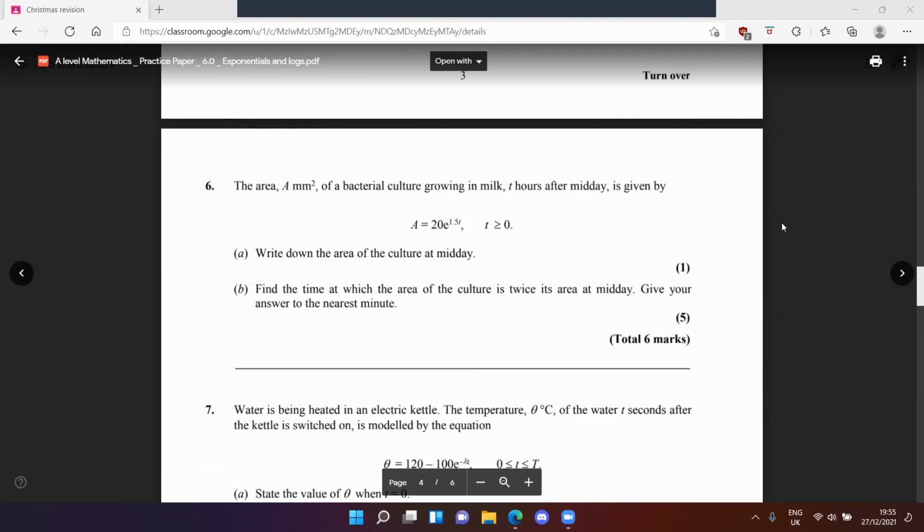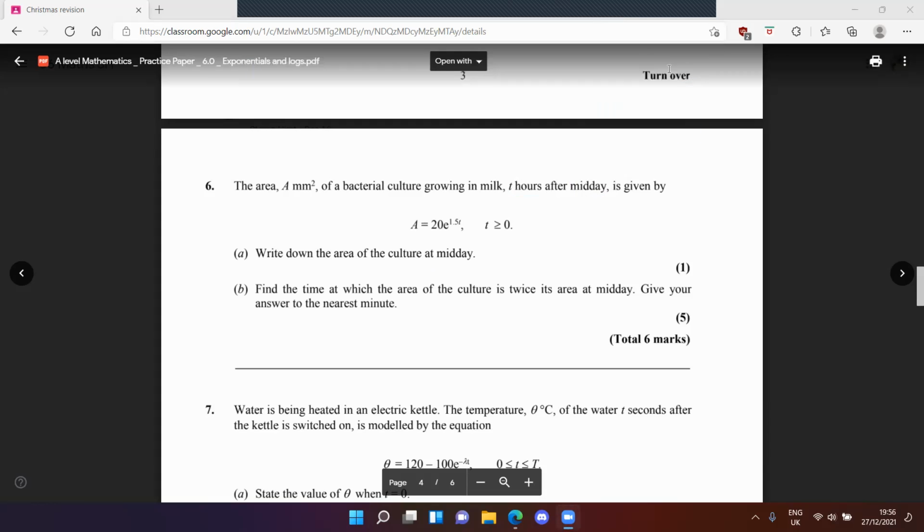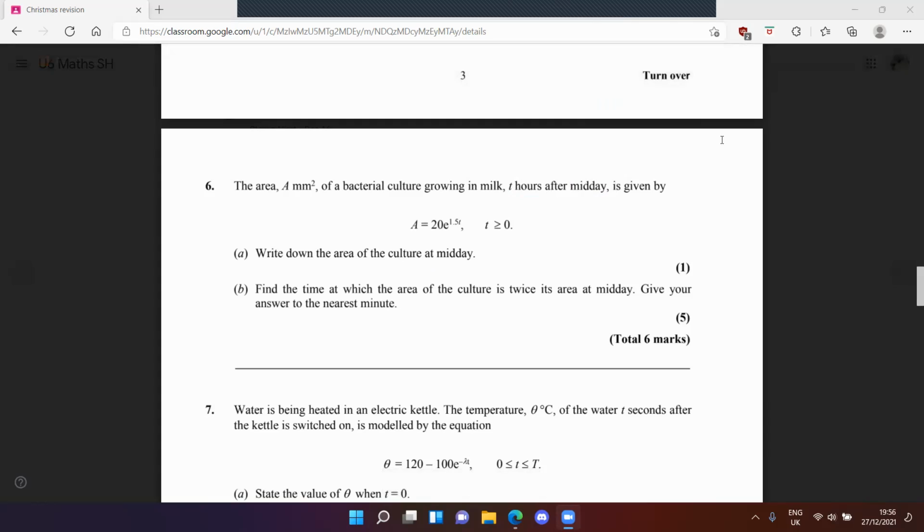Write out the area of the culture at midday. So midday is 12 hours, right? t hours after midday. Because it says at midday and t hours after midday, if t is 0, it's midday, right? So if t is 0, A is 20.